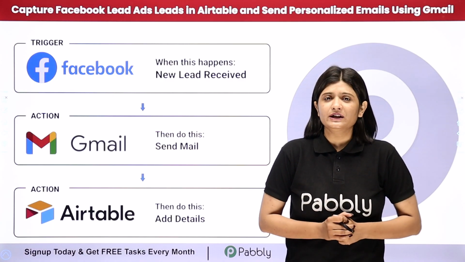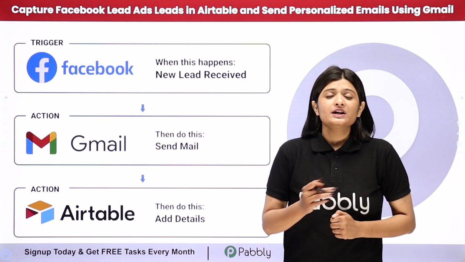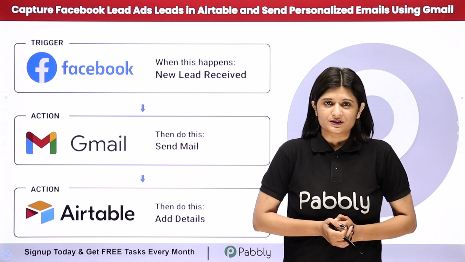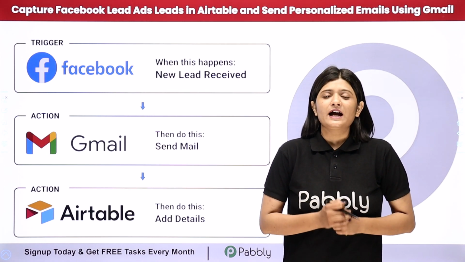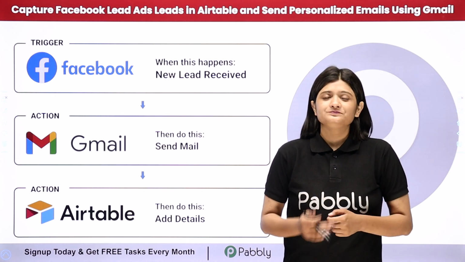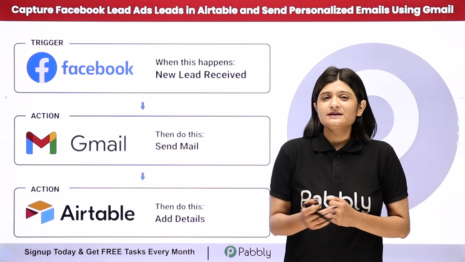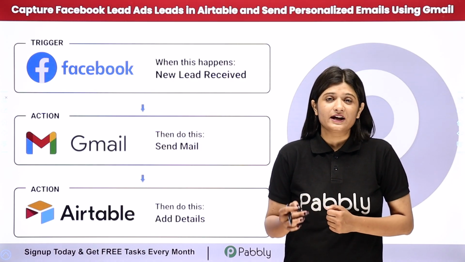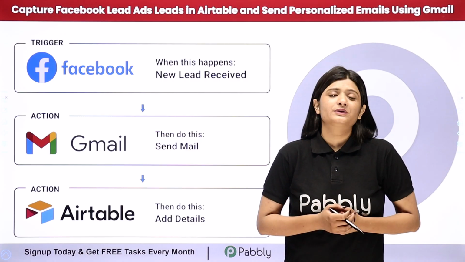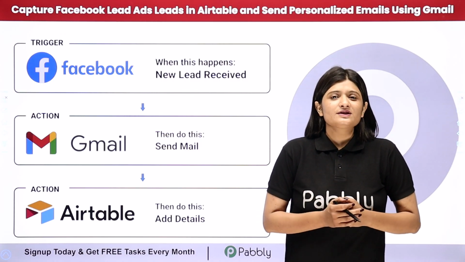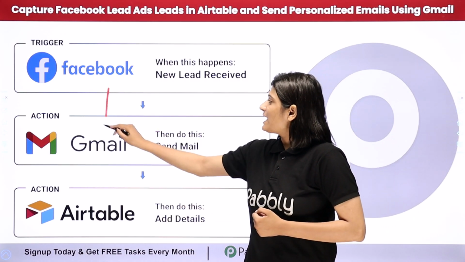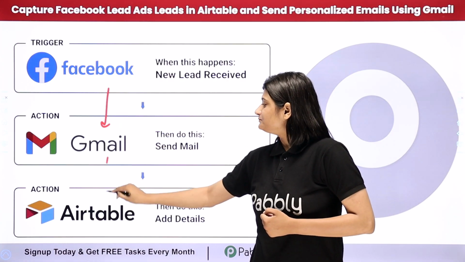Now doing this manually will consume a lot of my time, so I've completely automated this process, and to do this automation I'm going to use Pabbly Connect. So Pabbly Connect is an amazing automation and integration software which requires no coding or programming skills. Here I just need to build a connection between Facebook lead ads, Gmail and Airtable.